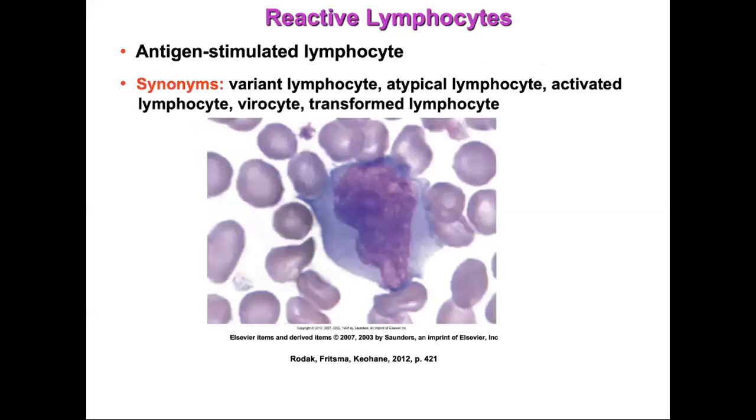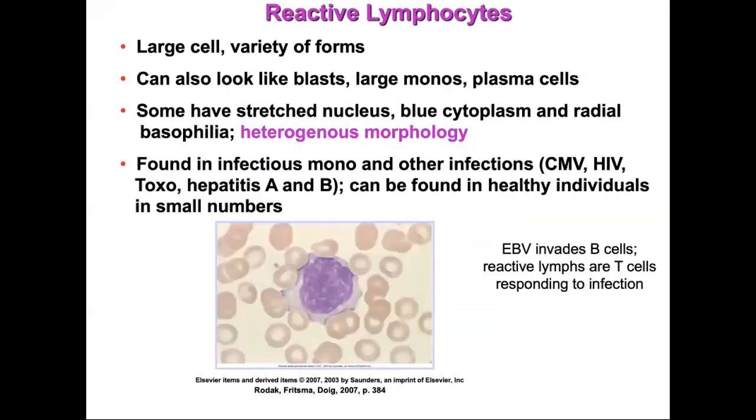So here's some examples of your reactive lymphocytes. We talked about these a little bit. These are antigen-stimulated lymphocytes. Some of the other names that you'll see are variant lymphocytes, atypical, activated lymphocyte, virocyte, right? Transformed lymphocyte. But the ones that you'll hear the most are reactive or atypical, okay? But we use reactive lymphocytes for the most part. So these are cells that are large, and they come in many different forms. They do look like blasts, they look like monos, and they look like plasma cells. So that's what makes it so difficult to differentiate them visually, right? When you're looking at the microscope or when you're looking at a screen.